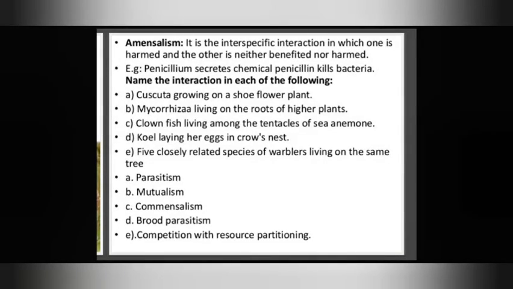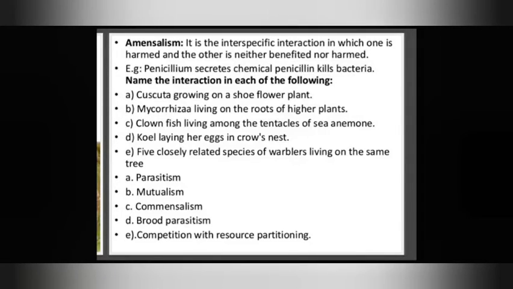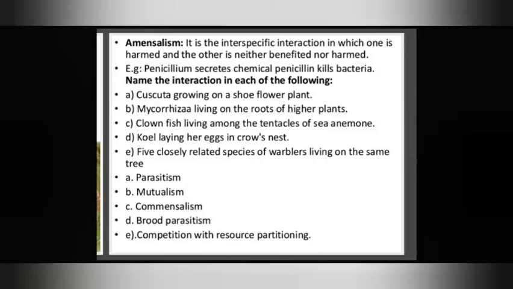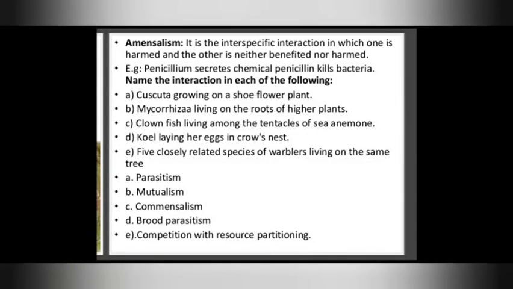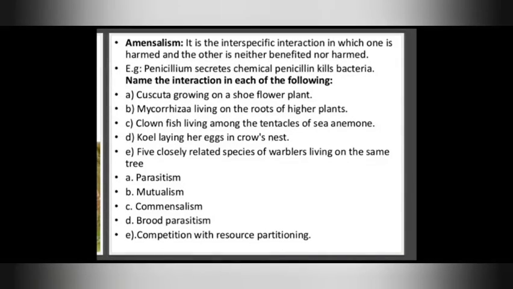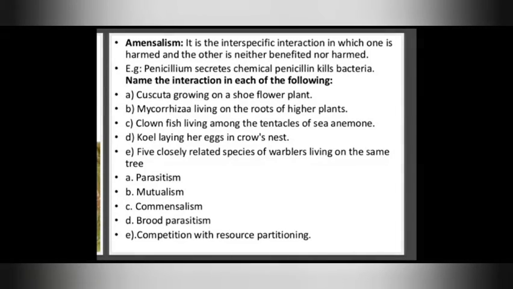Likewise, mycorrhiza living on the roots of higher plants, it is mutualism. Clownfish living among the tentacles of sea anemone, it is commensalism. Quail laying her eggs in crow's nest, it is a kind of parasitism. It is called brood parasite. They lay the eggs in the crow's nest.